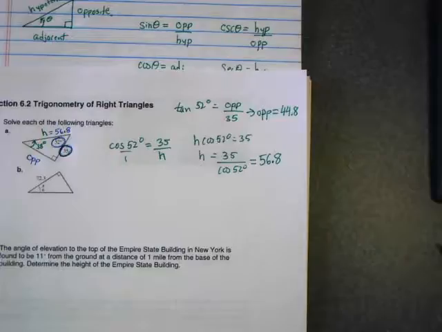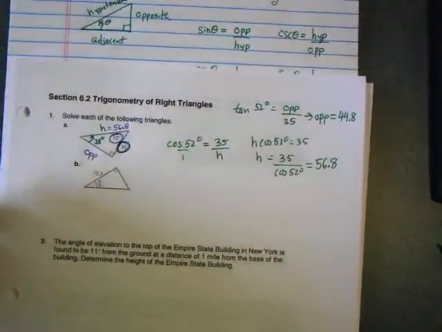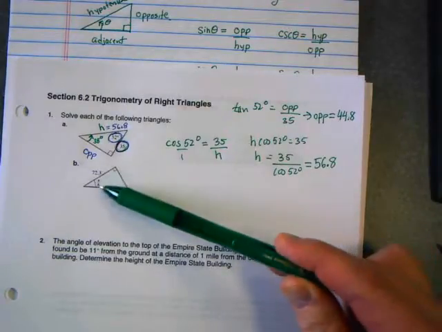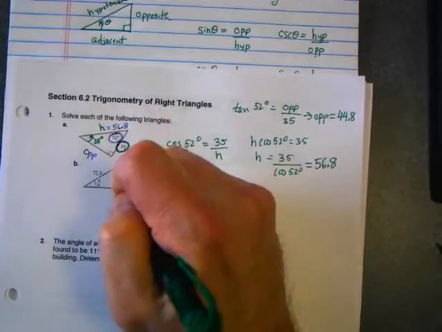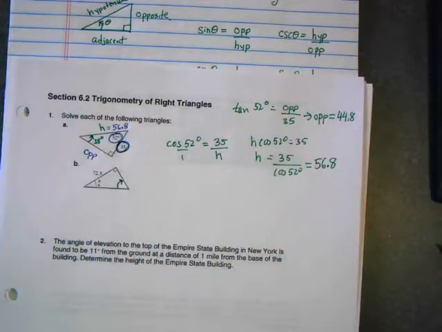Questions on that? All right, how about the second one? We're given a side here, this is 73.2. We're given an angle, this is pi over 6. Well, again, finding the third angle should be easy. What does the third angle have to be?